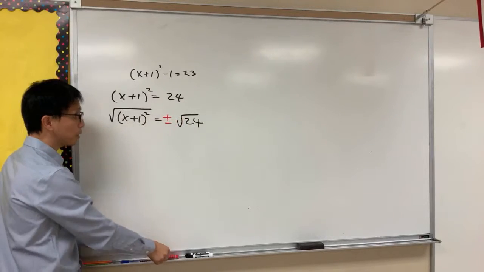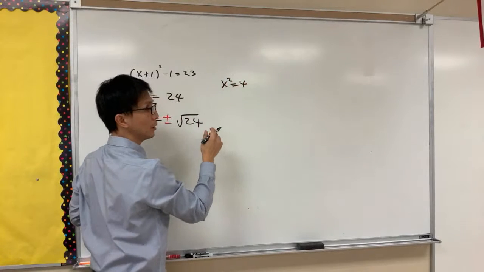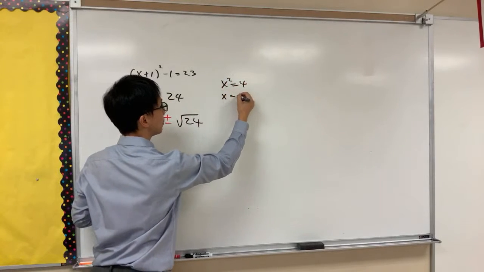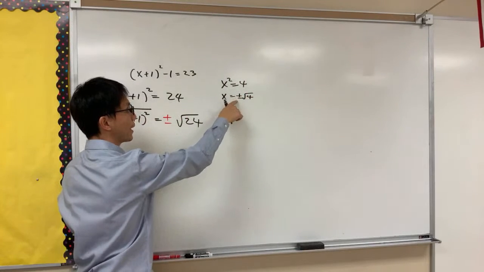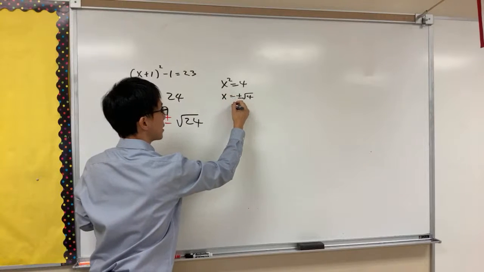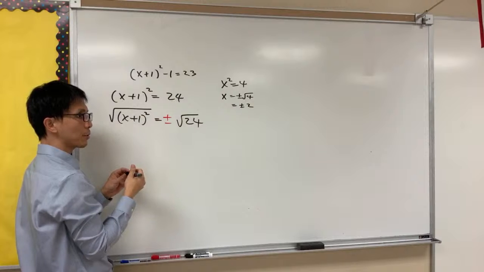Why? Because you think about this function. It says x squared is equal to 4. x is equal to plus minus square root of 4. Always. But you cannot forget that. And that's equal to plus minus 2. So right here it's going to be plus minus square root of 24 as well.